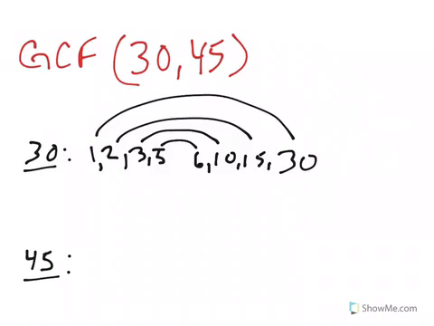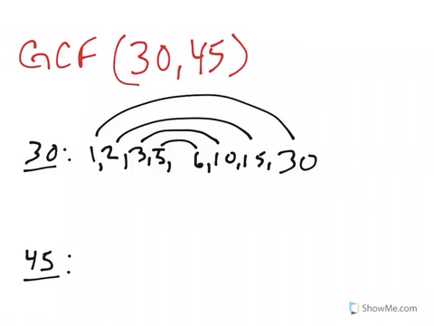Another thing I want to point out, you'll notice that I'm putting commas between each number. That's just because if you don't put the commas there and the numbers are too close, they kind of start to bleed together, and it's easier to keep track of what numbers you're looking at if you have commas in between. Okay, so now let's do factors of 45.